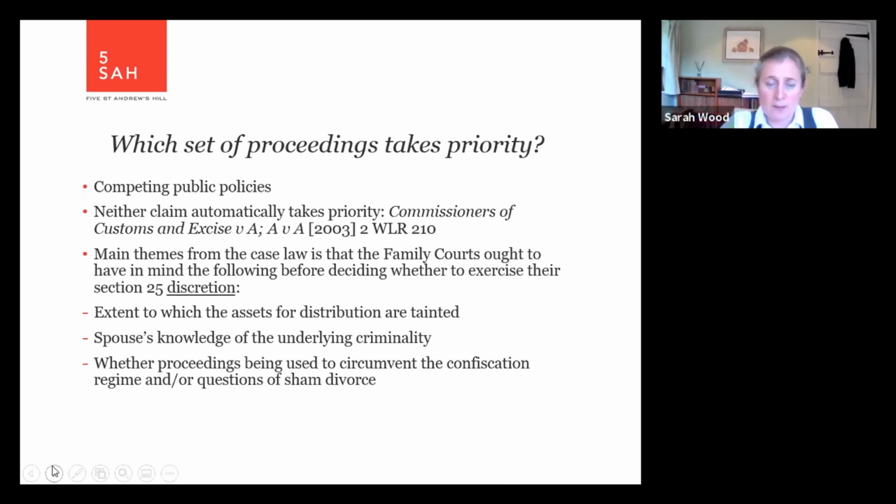And those three themes are these, and number one and number two tend to overlap and are often considered together. So firstly, the extent to which the assets for distribution are tainted. So did they derive from the criminality? The spouse who hasn't been convicted, what did they know about the criminality and the activity of the other spouse? And then thirdly, whether or not the proceedings are being used to circumvent the confiscation regime, which can also give rise to questions of whether or not there is in fact a sham divorce.